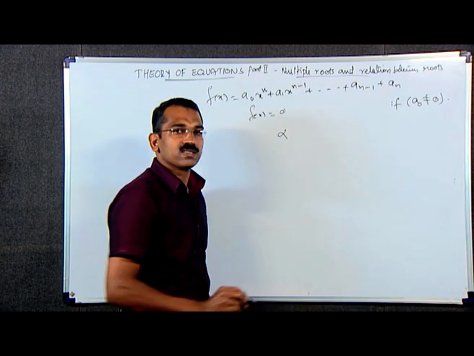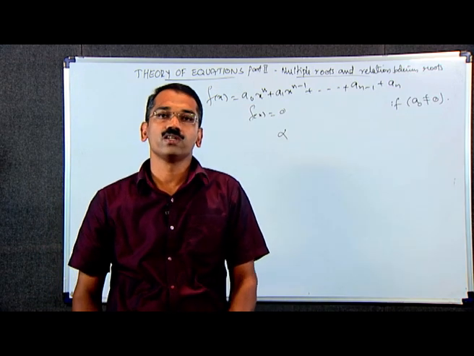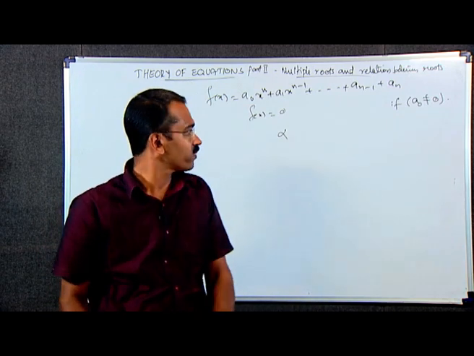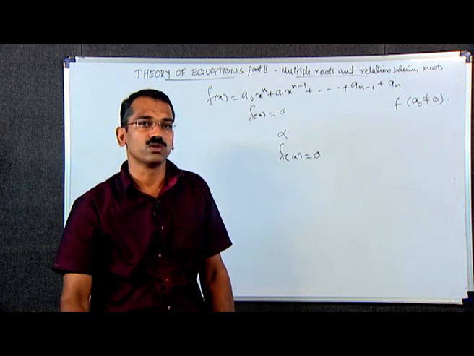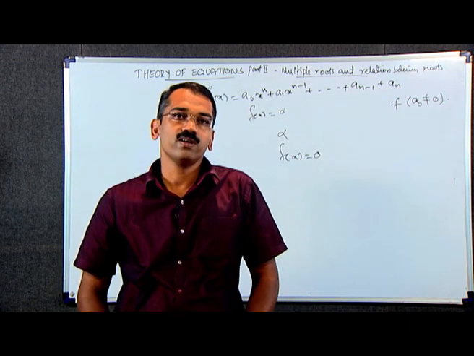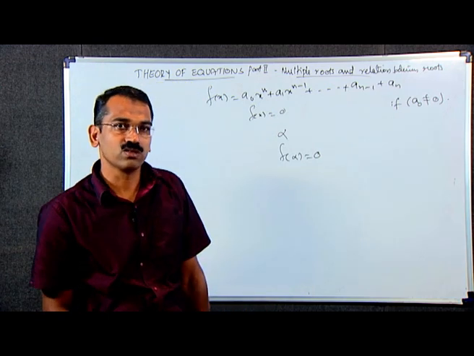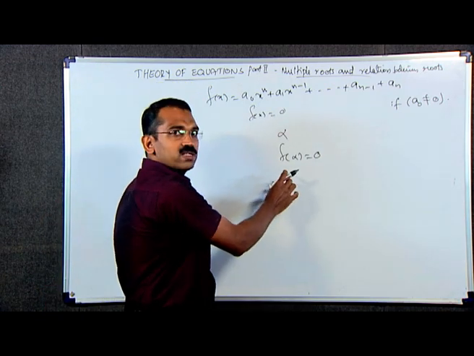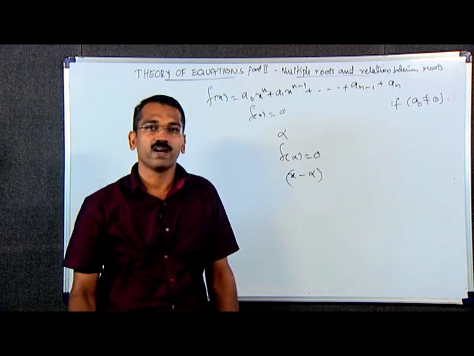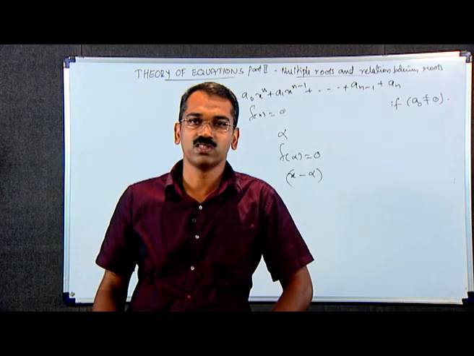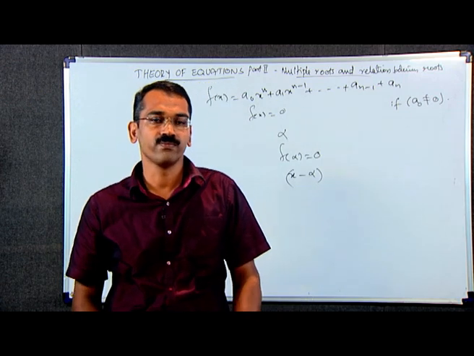Alpha is said to be a root of the equation f of x is equal to 0 if f of alpha is equal to 0. If alpha is a root of the equation f of x equal to 0, then we can say that x minus alpha is a factor of f of x, which is known as the factor theorem.